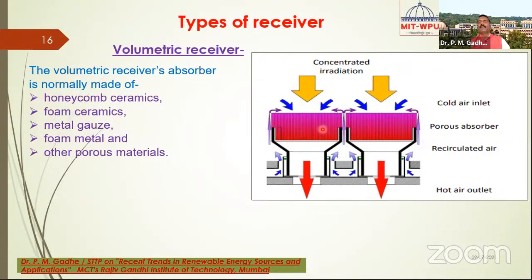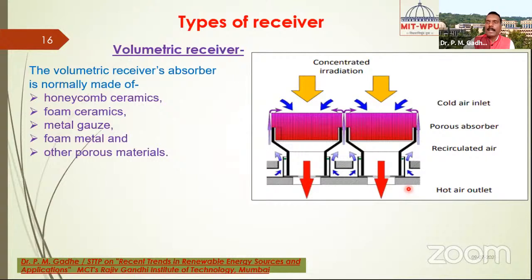The solar radiation will fall on this solid material, the porous material. So it will get heated and absorb the heat of the solar radiation. And as it is porous, we are passing air through this porous material, so that the air will take the heat from these solid materials and get heated. And that hot air we can use for our application.